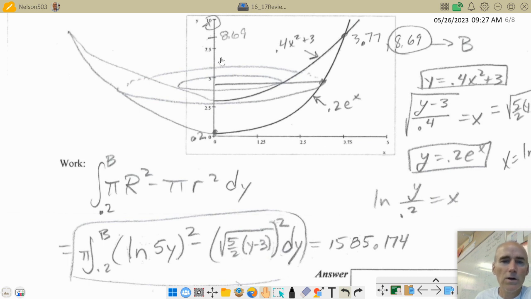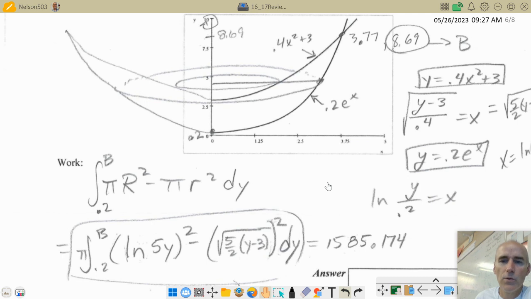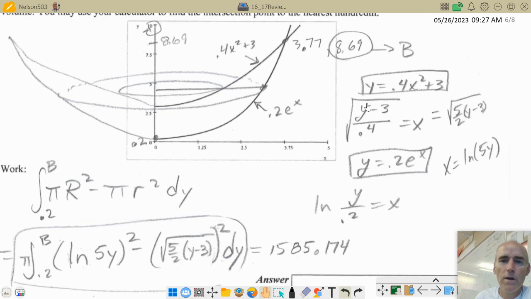We also are rotating around the y-axis, which might be the way it goes on the final. So you want to know what I'm doing over here. I'm converting my equations from solving for y to solving for x. So now I've solved it for x on this equation. Move the 3 over, take the square root of both sides. And then for the exponential function, you're going to divide by the 0.2 or multiply by 5, however you want to think about it, and then take the natural log, right? They're converted to logarithms. So my x is equal to natural log of 5y.